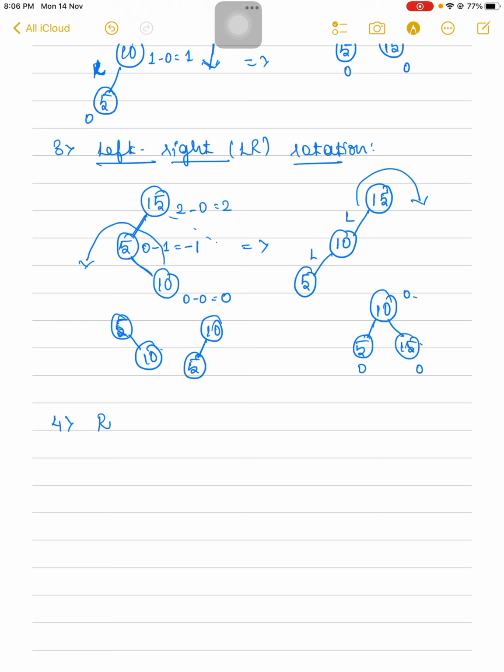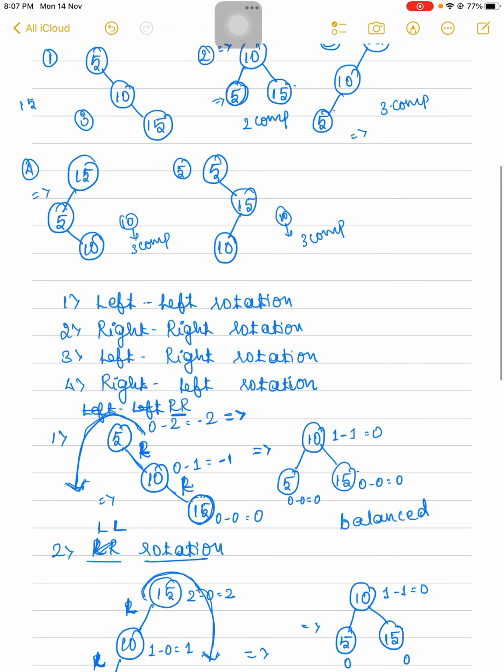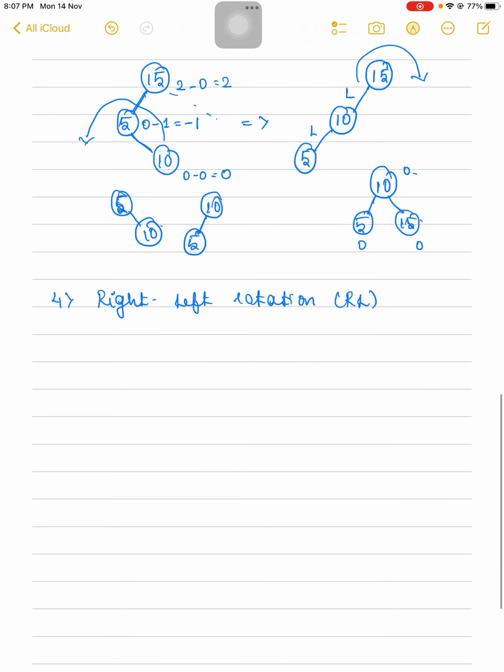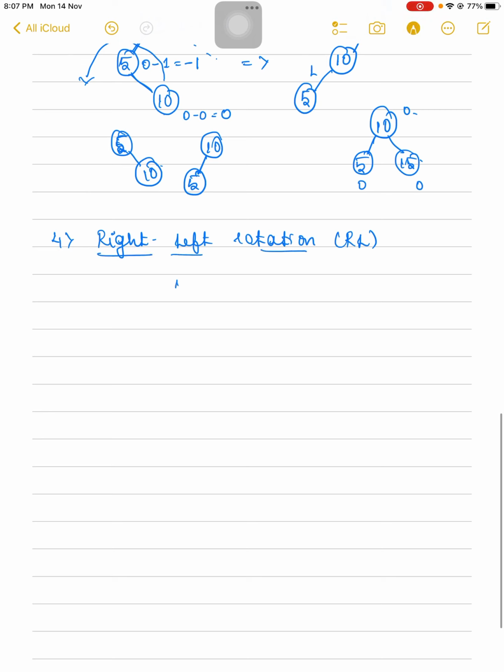And the fourth type is right-left rotation. For right-left, I'm going to take the fifth tree as an example: 5, 15, 10, right? So this is right, and again this is left. This 10 is acting as a left node for the node 15, right? So for this it is 0, it is 1, and 0 minus 2, minus 1, here it is minus 2, which is not balanced. We are supposed to make it balanced.